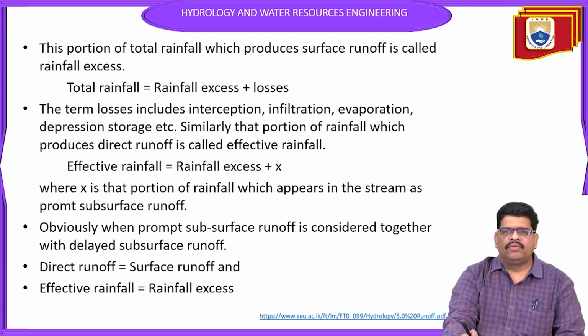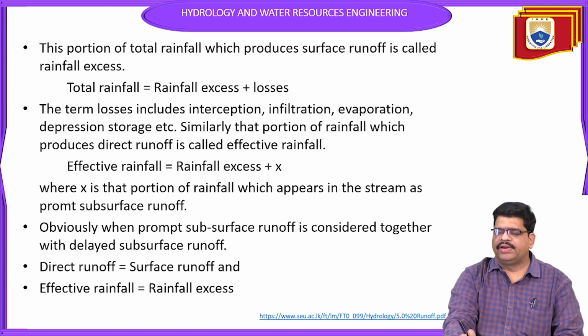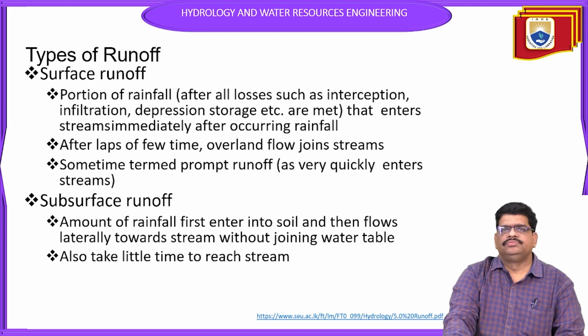Next, the effective rainfall is equal to rainfall excess plus x, where x is the part which appears in the stream from subsurface runoff. Obviously, the subsurface runoff can be considered as prompt subsurface runoff and delayed subsurface runoff. Direct runoff is equal to surface runoff, and effective rainfall is equal to rainfall excess.